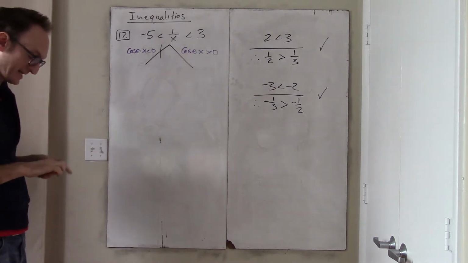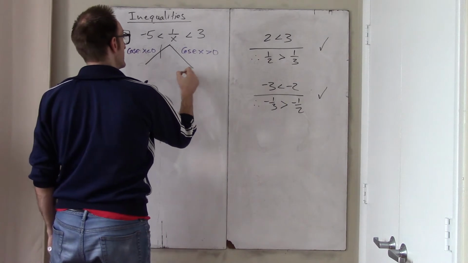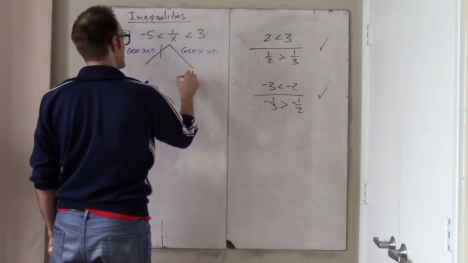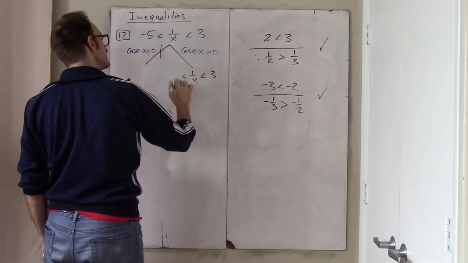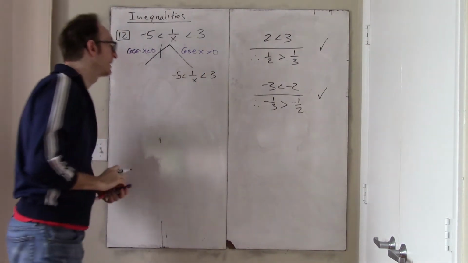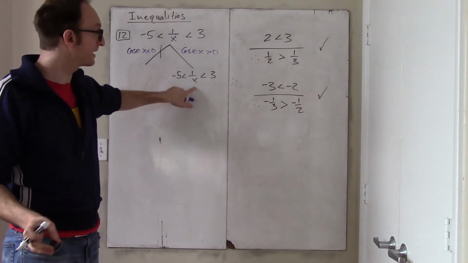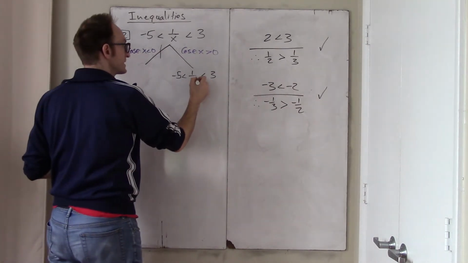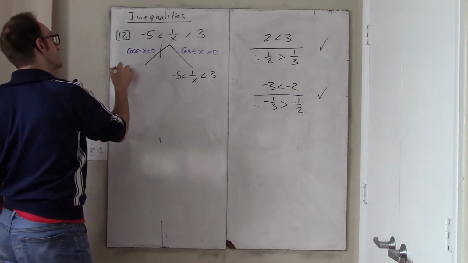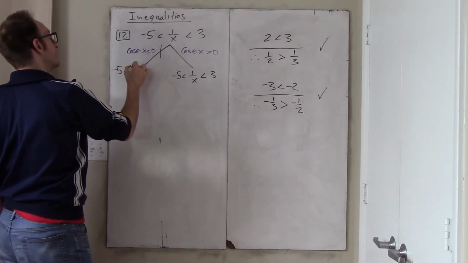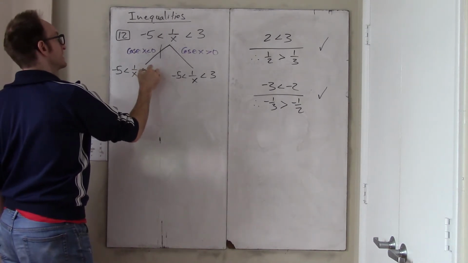This seems like a great idea, because now, what do I know? I'm looking for all the numbers such that 1 over x is between -5 and 3. Over here I'm explicitly looking for all the positive numbers x such that 1 over x is between -5 and 3. And over here I will be looking for all the negative numbers such that 1 over x is between -5 and 3.